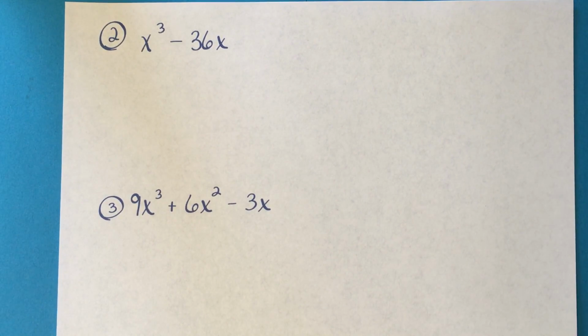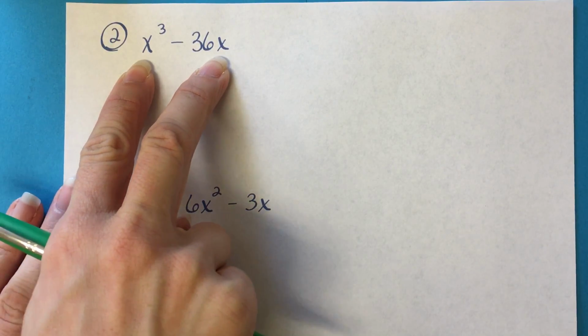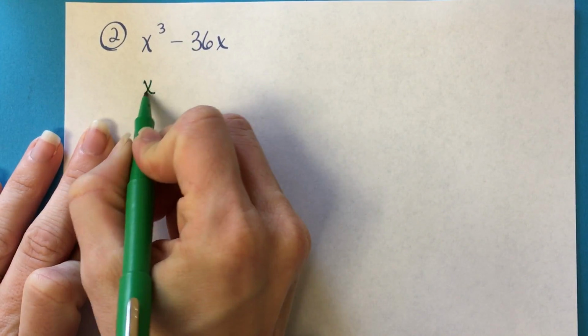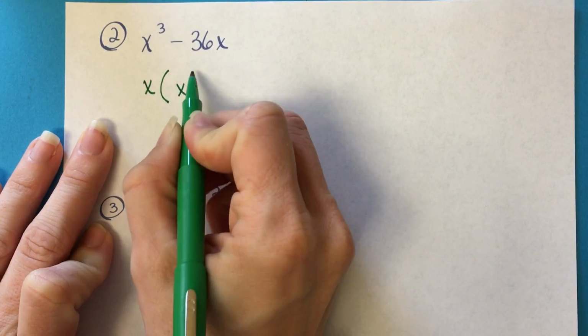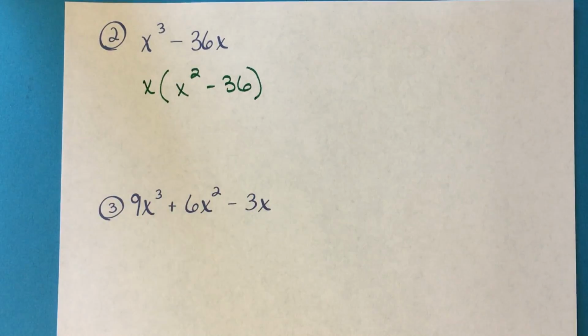Okay, the first one that I have here, again, check to see if you have a GCF, which you do. You have an x that's in common to each of these terms. So I'm going to factor out the x, which will leave me with x squared minus 36. Now, I do have another step of factoring that I can do here. Not the same process that I used a while ago, because a while ago, remember, I had 3 terms, and this time I only have 2 terms.